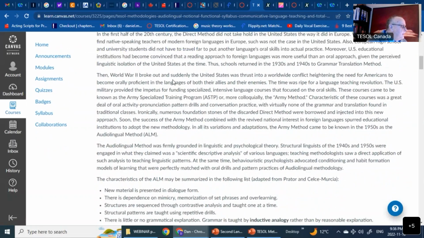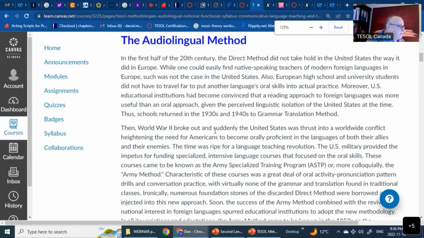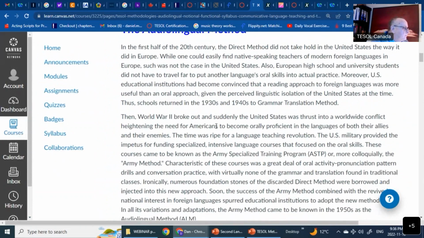As it says here on the Canvas platform, suddenly the United States was thrust into a worldwide conflict. Are you able to read? You able to see the typing, the words all right here? Do you want me to make that a bit bigger? I can enlarge it a little bit, might help.